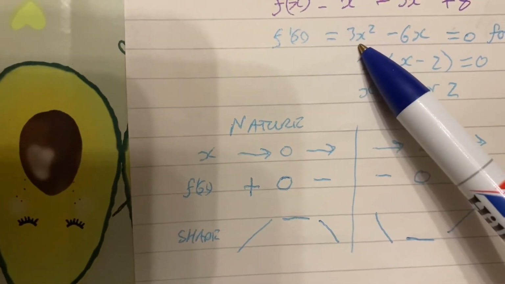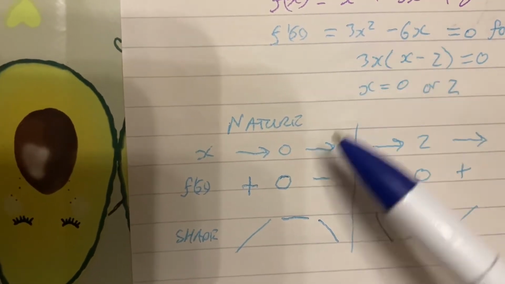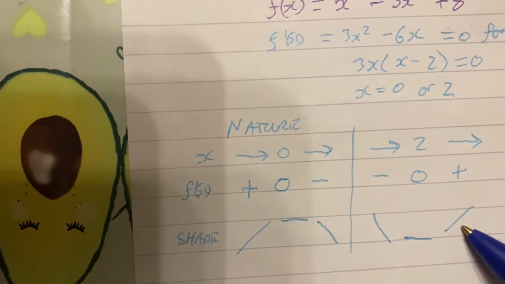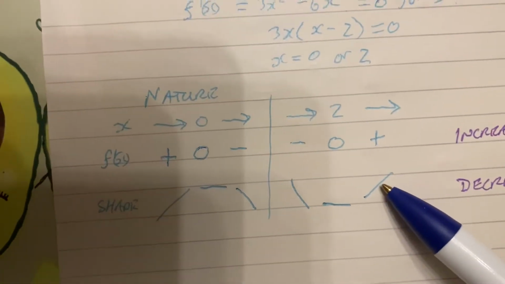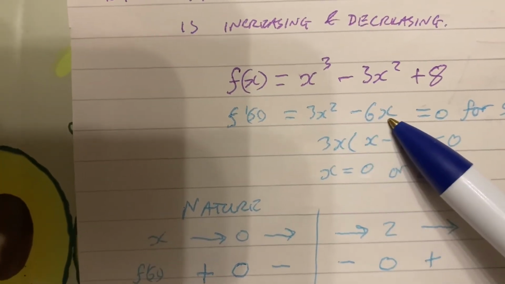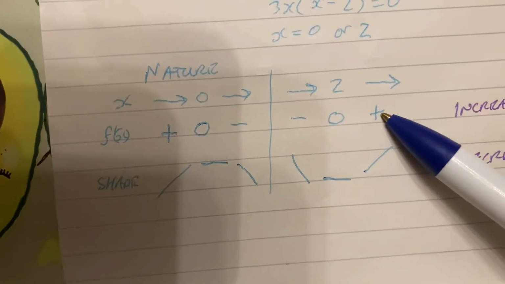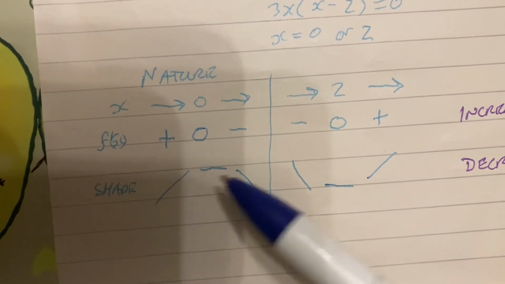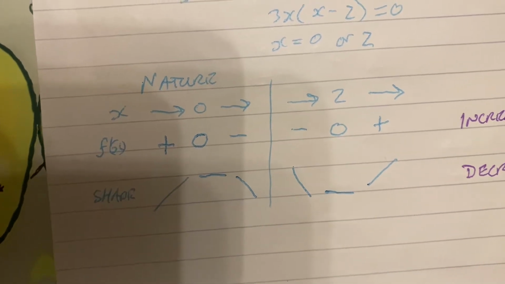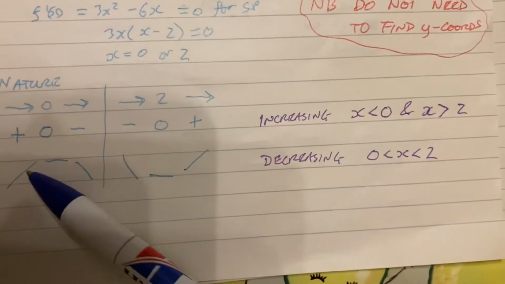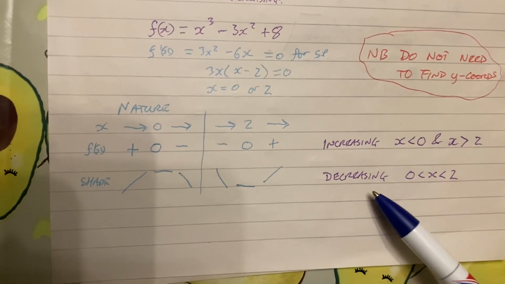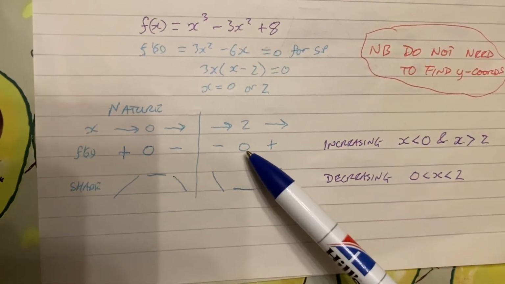When we put something in between 0 and 2, we'll put 1 in. So 3 lots of 1 is 3, minus 6 lots of 1 is 6, so that's negative. So it's negative here as well. And for 2, we can put in 3 if we wanted. So 3 squared is 9 times 3 is 27, 6 3s are 18, so it's positive. So here it's a positive gradient, here it's a positive gradient. So it's increasing for all values of x less than 0 and for all values of x greater than 2, and it's decreasing between 0 and 2.